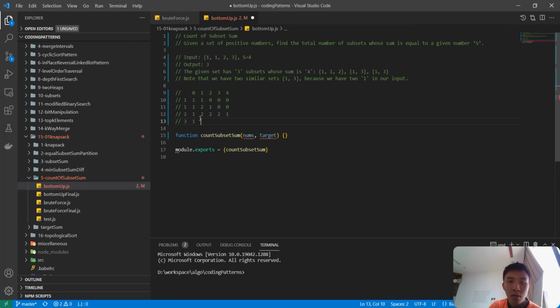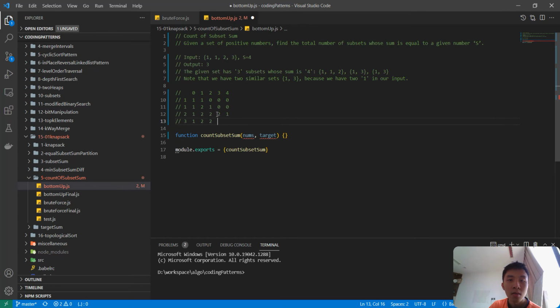Next one, skip 3 and take 3. We cannot take 3 here, right? Our target sum is 1. So I can only skip 3, so it will be 2. Next, if I skip 3, it will be 2. I cannot take 3 because our target sum is 2, so that will be 2 in total.